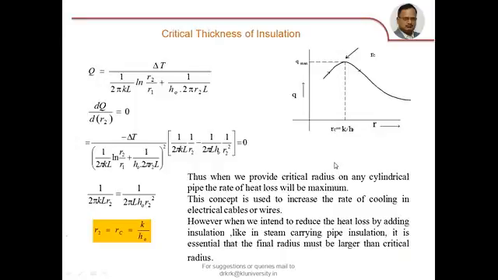So we'll stop here, and problems on critical thickness of insulation we'll see in the next.